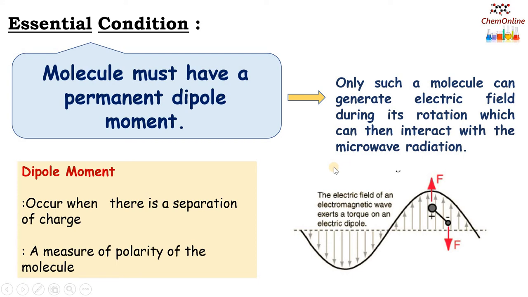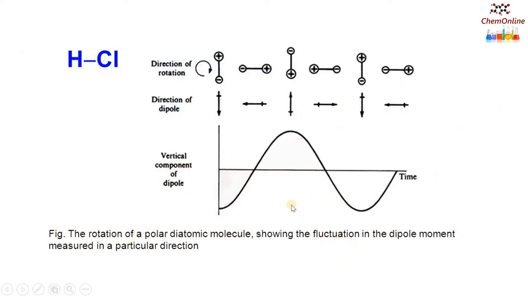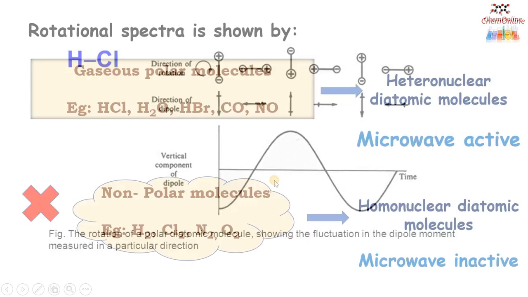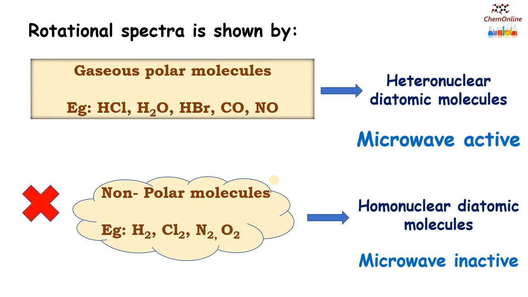And this is a figure of a polar diatomic molecule showing the variation in the dipole moment measured in a particular direction during the rotation of a polar diatomic molecule. So this oscillating dipole will induce an electric field which can interact with the electric component of the microwave radiation, and thus the microwave radiation is absorbed by the molecule, which in turn induces transitions between rotational energy levels and produces a rotational spectrum.